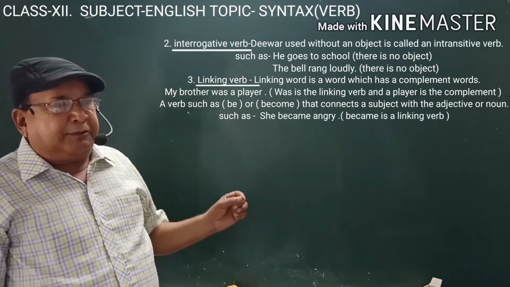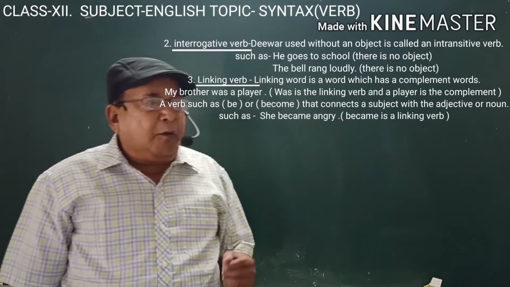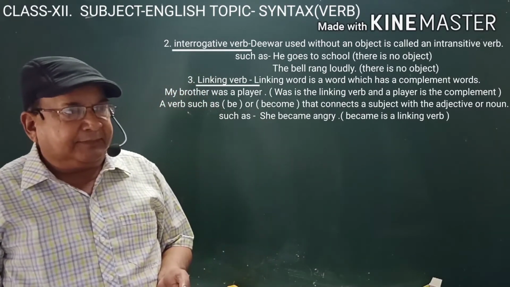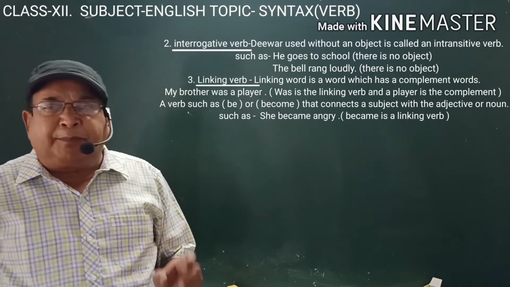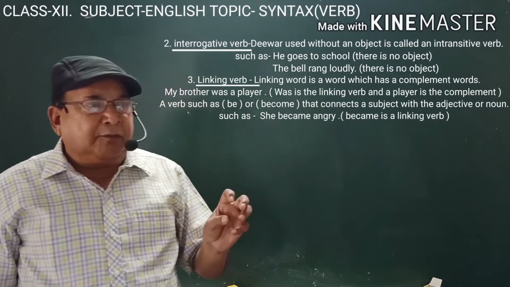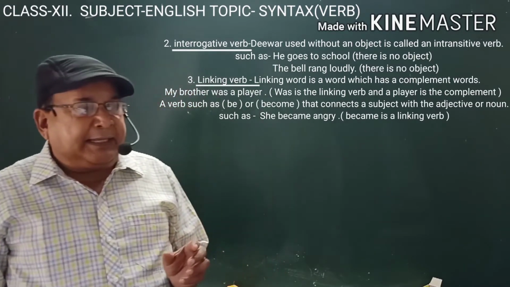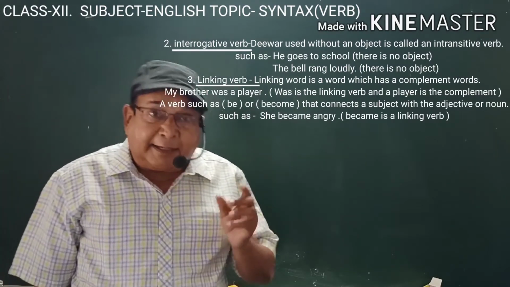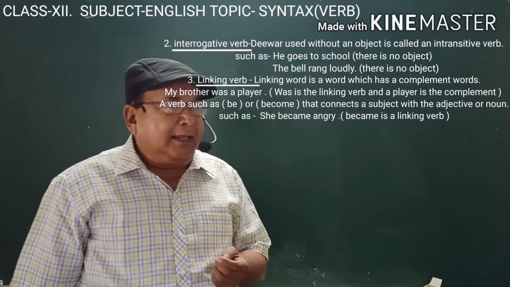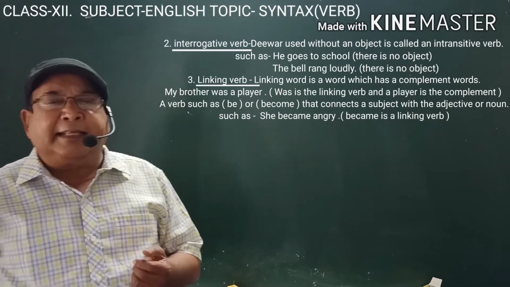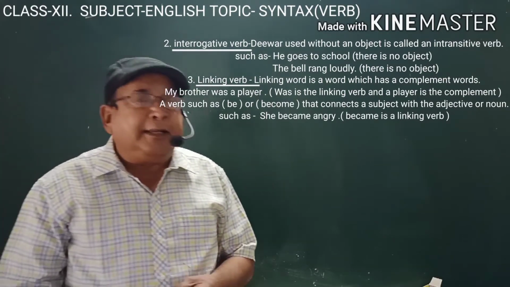Another kind of verb is a linking verb. Linking verb is a verb which has complement words. My brother was a player. In this sentence, a player completes the verb and therefore the linking verb is was. A verb such as be or become that connects a subject with the adjective or noun is also a linking verb, such as she became angry. In this sentence, became is a linking verb.